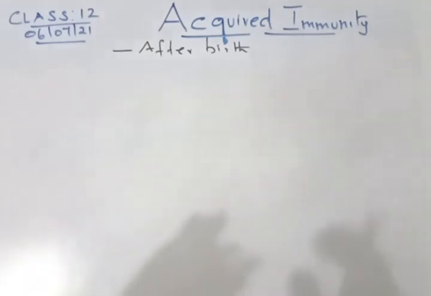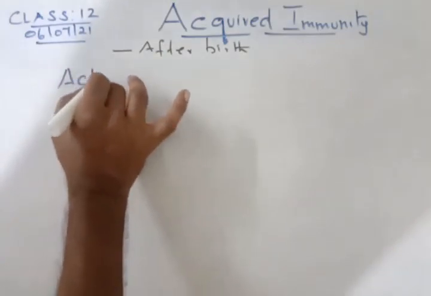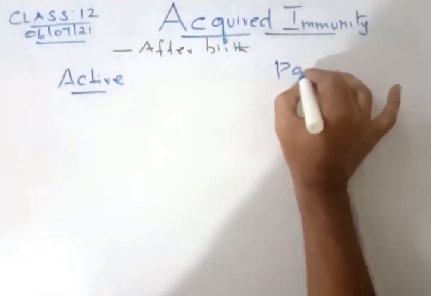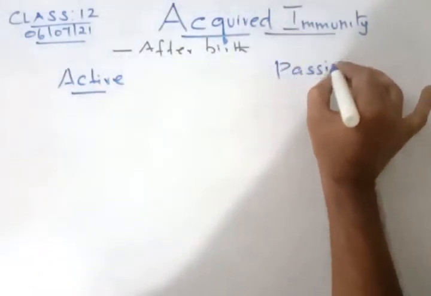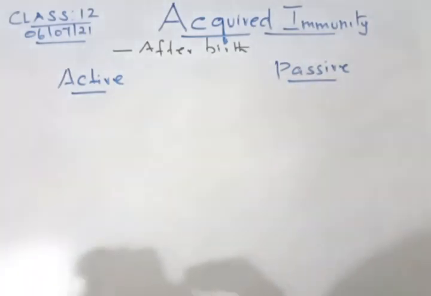Now before that, we'll discuss two important topics in this acquired immunity. One is active immunity as well as passive immunity. Active and passive. These are the two things that we will discuss now. What are active and passive? These are the types of acquired immunity. So first we will discuss the types and then we will discuss the components.